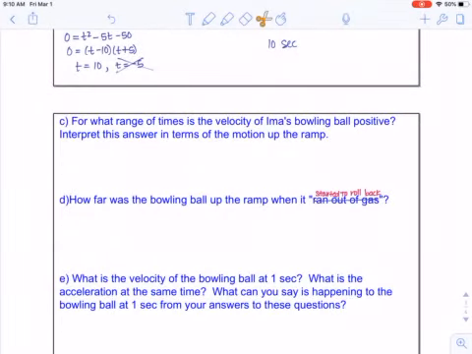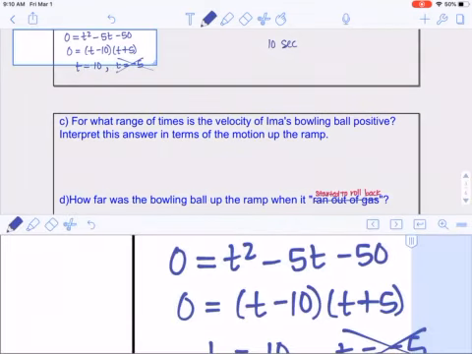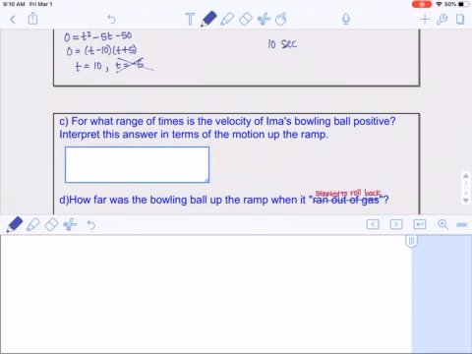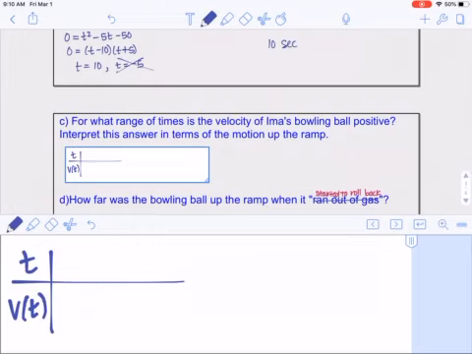All right, so let's continue on with Ima here. Okay, for what range of times is the velocity of the bowling ball positive? To do this, we can create that same chart that we talked about the previous day. We're looking at times and velocity.